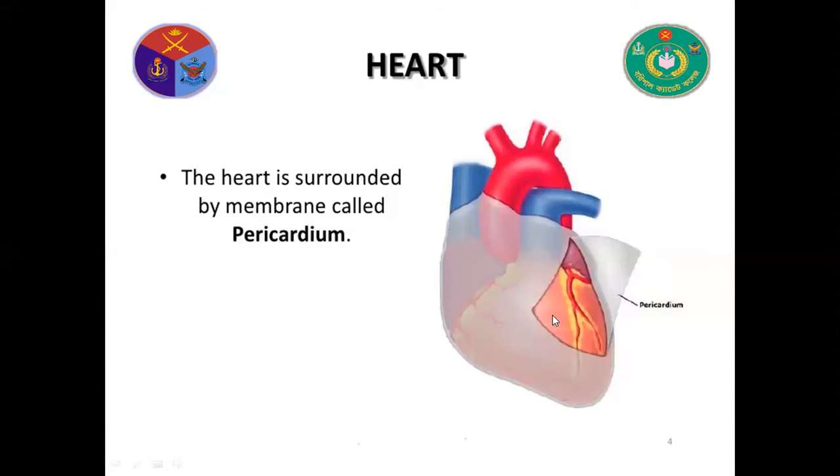Look, this is a cover. This is the membrane of the heart. This membrane is called pericardium. Actually, if you cross-section the heart, you will get three muscle layers. The outer layer is called epicardium, the middle layer is called myocardium, and the inner layer is called endocardium. But these three layers are covered by a thick membrane. This is called pericardium. So the membrane of the heart is called pericardium.